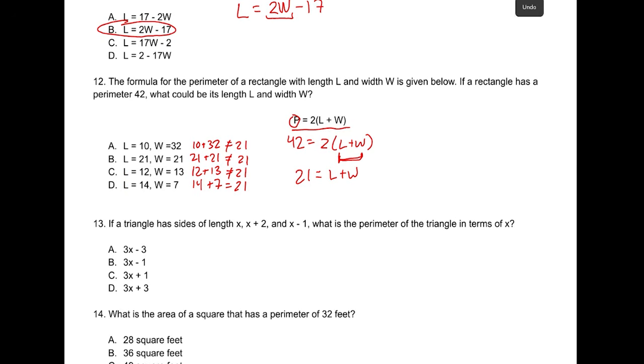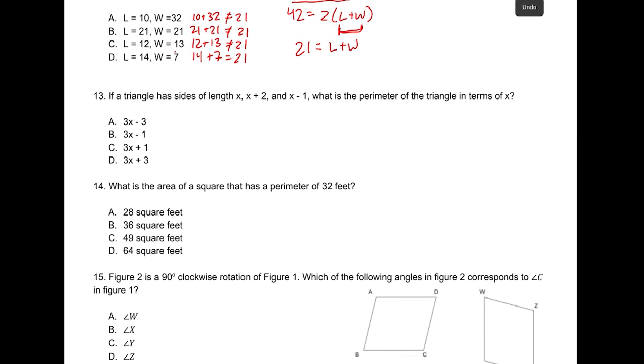Number 13 says if a triangle has sides of length x, x plus 2, and x minus 1, what is the perimeter of the triangle in terms of x? With all these triangle problems, I think it's a good idea to sketch it out. No matter what you're doing with it, just having that visual can really help you understand what you're doing here. Perimeter, you do need to know what this means. Perimeter is the distance around the shape. So to find the perimeter, you simply add all the sides.